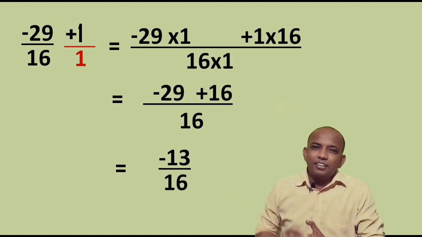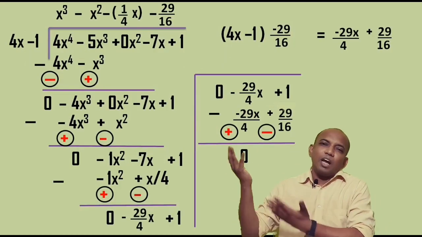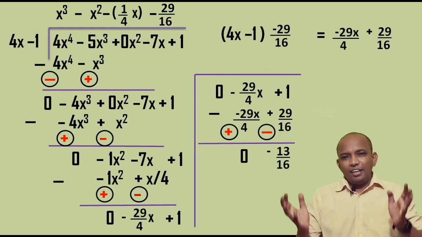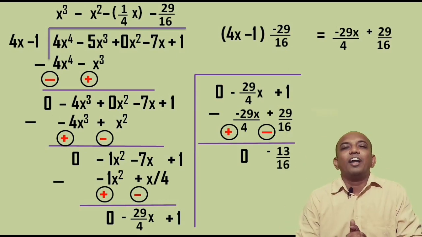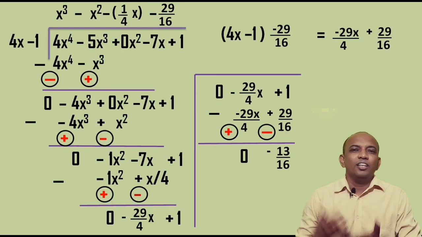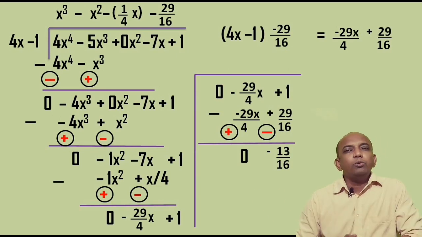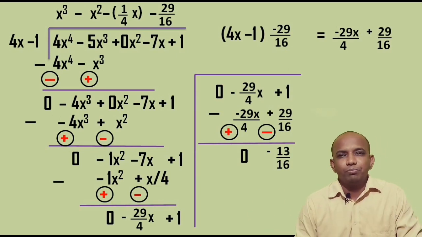So write that in the answer. So that negative 13 upon 16 will be the remainder, and in short, we are ready with our quotient and the remainder the way you are looking on the screen. I hope you have understood all this.